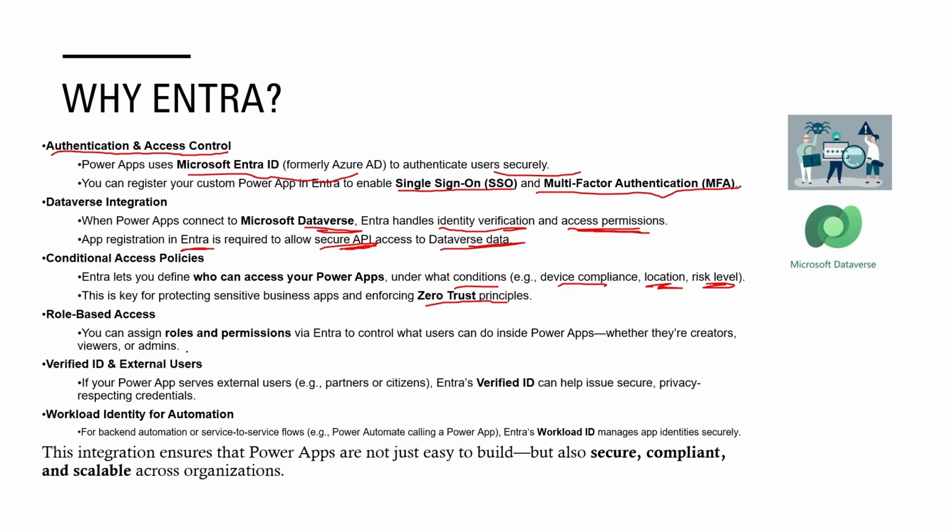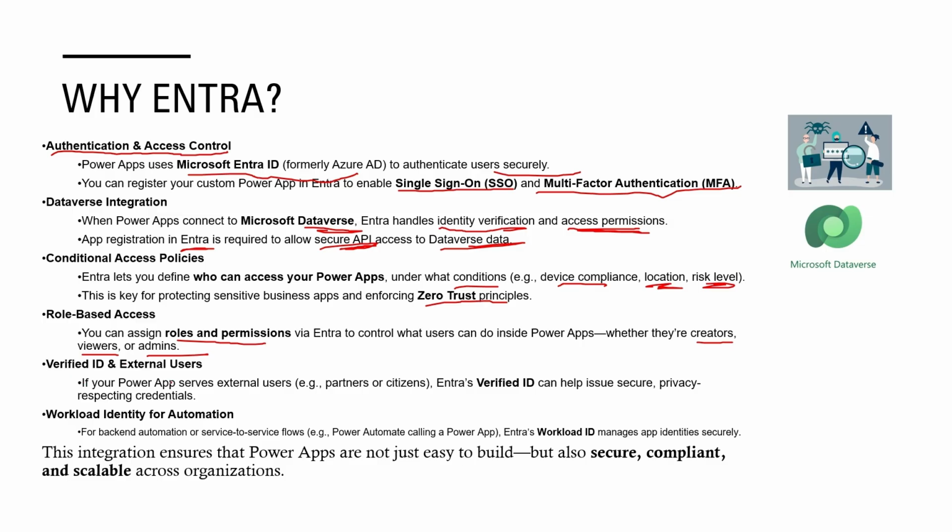Role-based access. You can create custom roles, or you can use the built-in roles so that a person is able to access Power Apps. There are three permissions built in for Power Apps: creators, viewers, and admins. Creators, as the name suggests, can create the application. Viewers will only be able to view the applications. Admins will be able to do everything, like granting access to other users, that sort of thing.